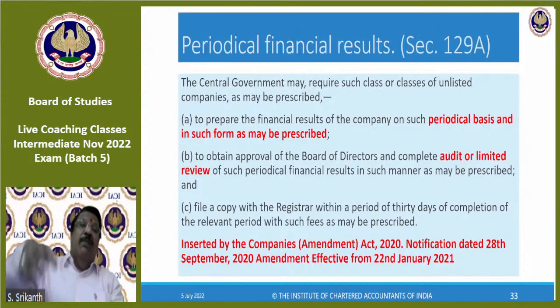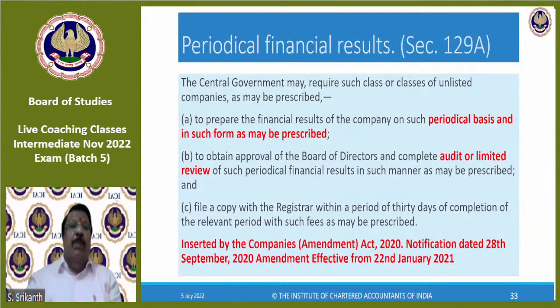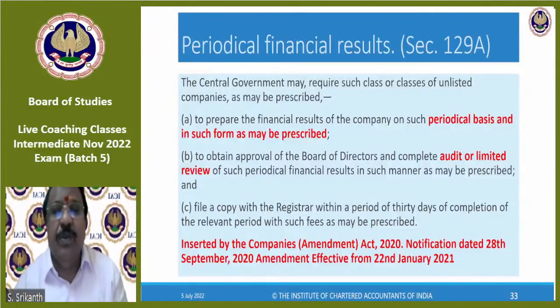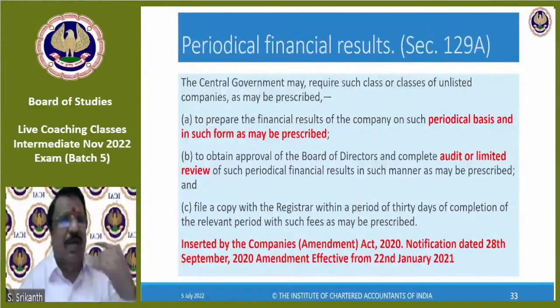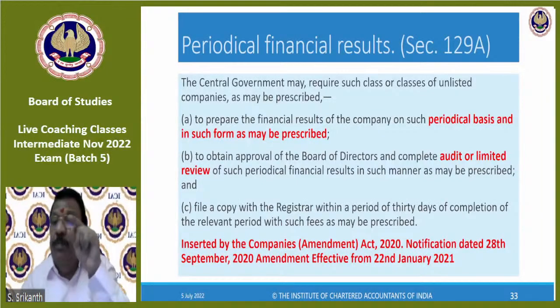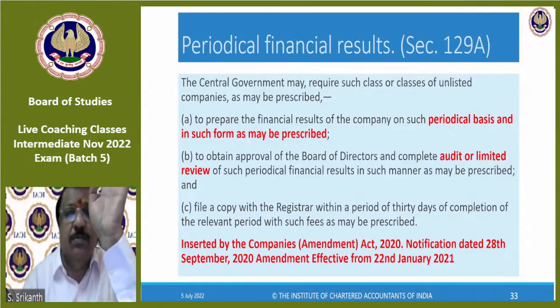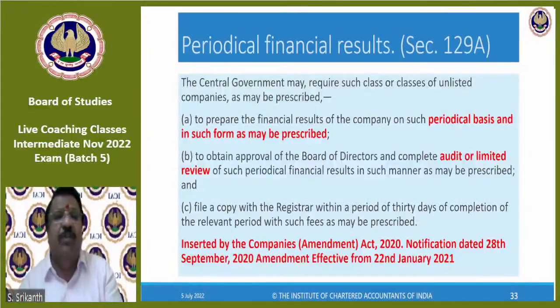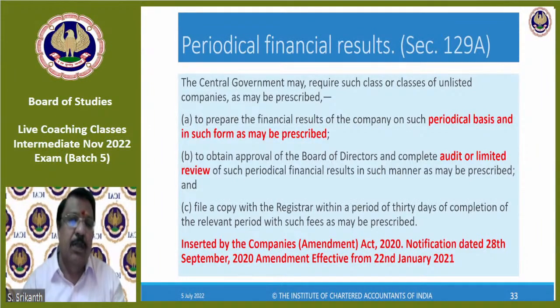Maybe what they might do is prescribe certain classes of companies which are unlisted but substantial, big. And they might say you have to prepare maybe half-yearly accounts or whatever, to prepare the financial results of the company on such periodical basis. Everything is as may be prescribed. And they have to obtain the approval of the board of directors and complete audit or limited review of such periodical financial results in such manner. See, limited review is already there for listed companies. Every quarter we do a limited review for a listed company; as a statutory auditor, I will do the limited review and I will certify the quarterly financial statements.